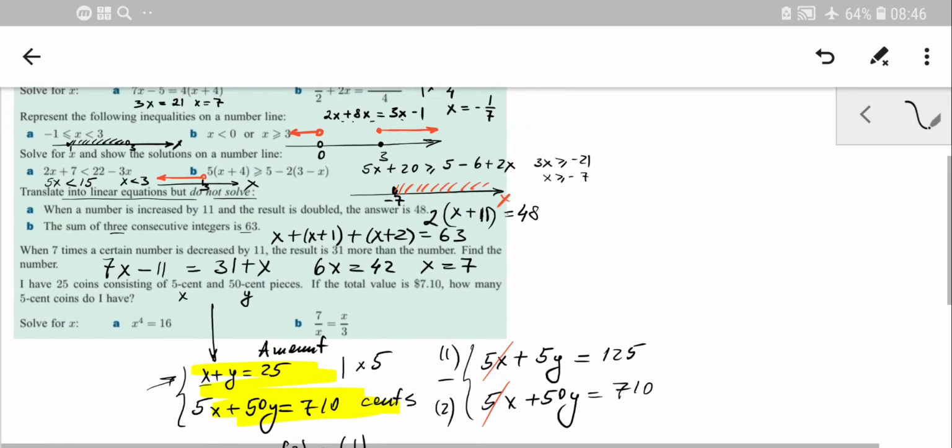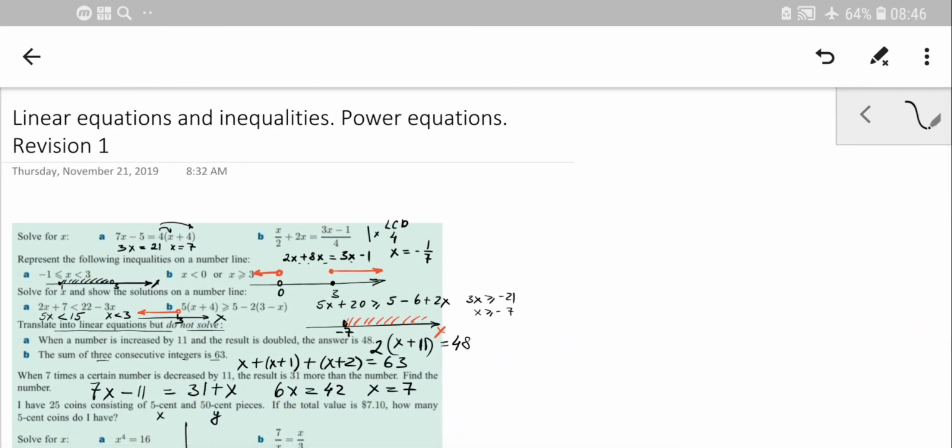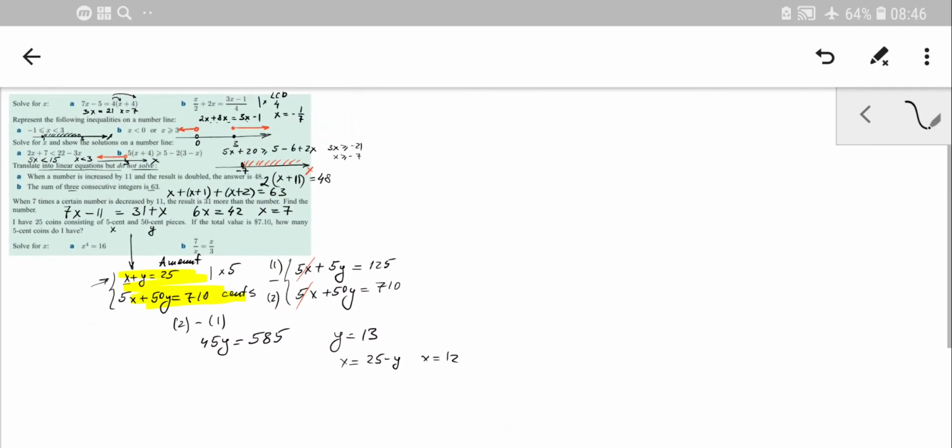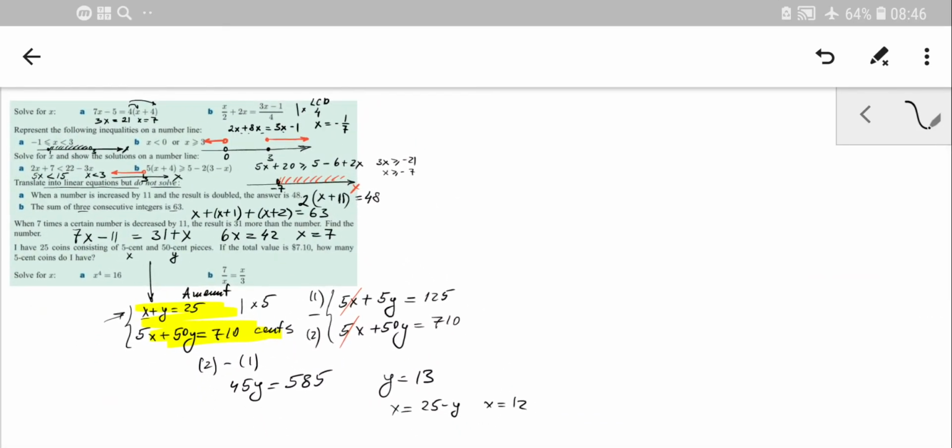Okay, that's it. That was pretty easy. That was revision 1 about linear equations, and it also barely touched power equations at the end. So make sure you did it all correctly, and make sure you spent approximately more or less as I did.